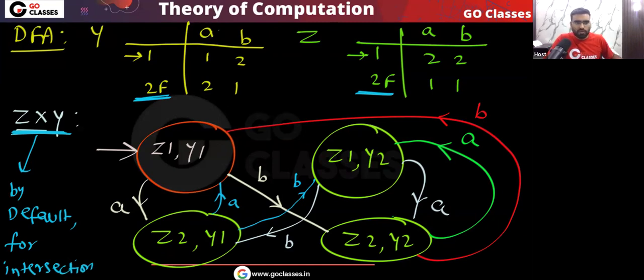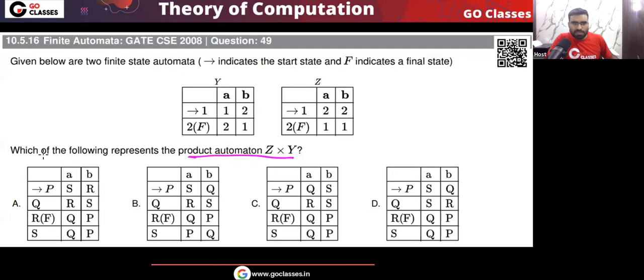So what will be your final state? The final state of this automata will be that state in which both the DFAs are in final state. So I can say that will be Z2, Y2. Is this clear? Your final state will be this state, Z2, Y2. Now see, the options are saying that the names are given like this: PQRS, where P is the initial state in all the options. P is the initial state, R is the final state.